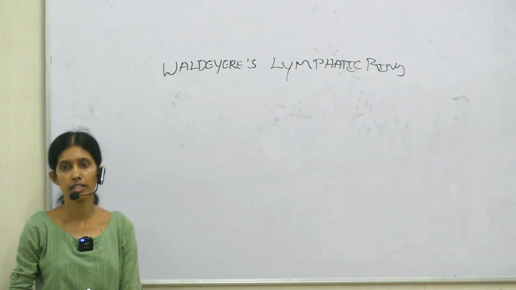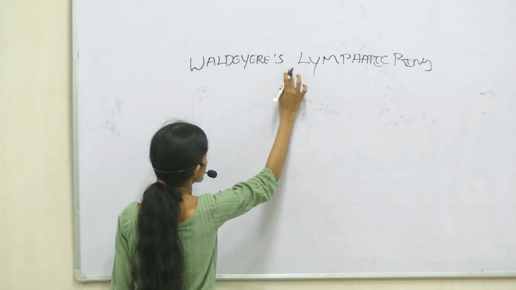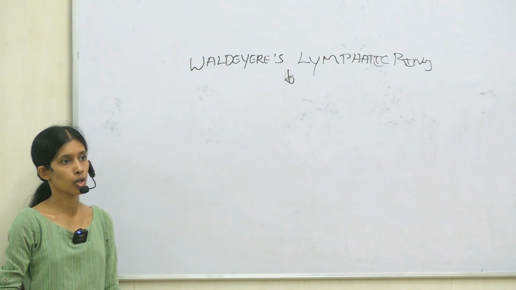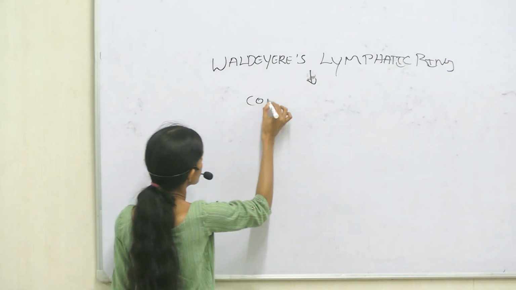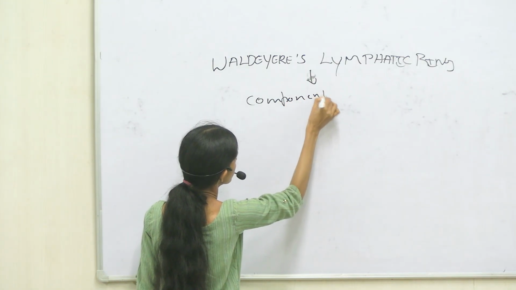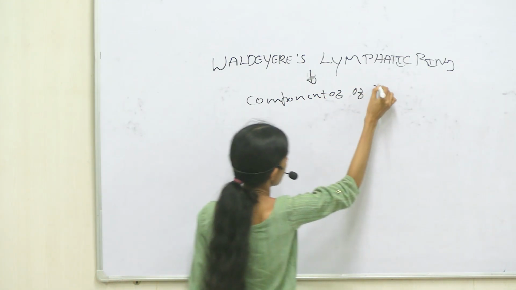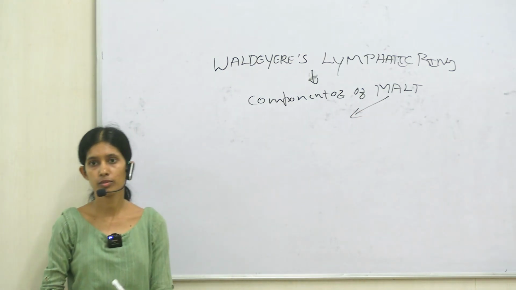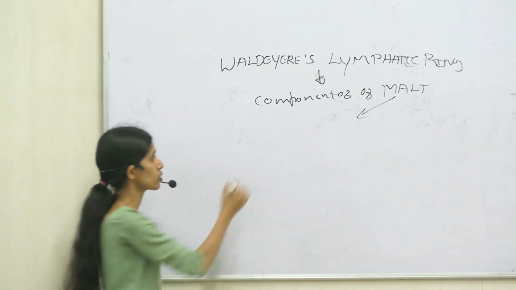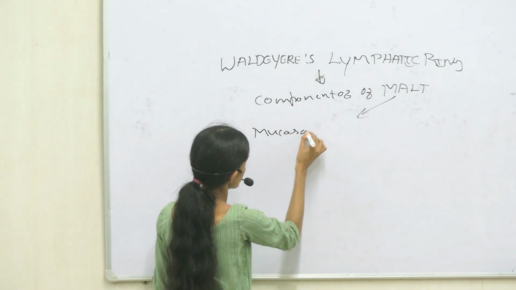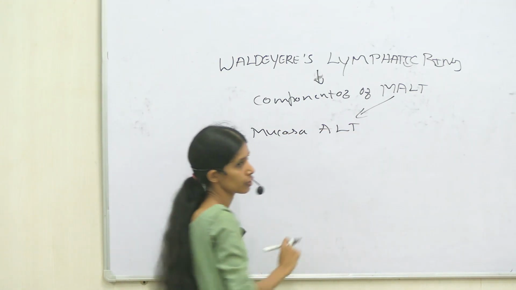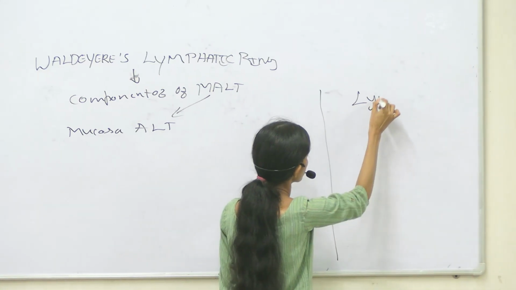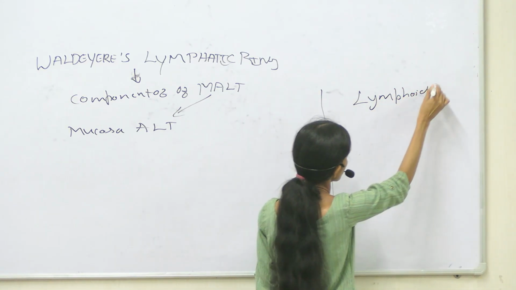Your Waldeyer's ring is a component of MALT. So what exactly is MALT? MALT is known as Mucosa-Associated Lymphoid Tissue. So what is the division of lymphoid tissue? How do we divide the lymphoid tissue?